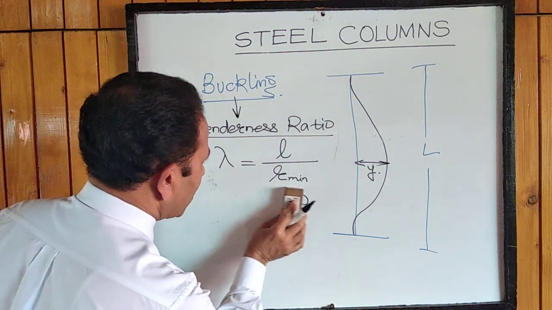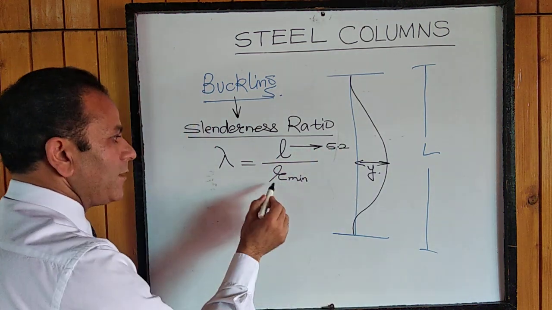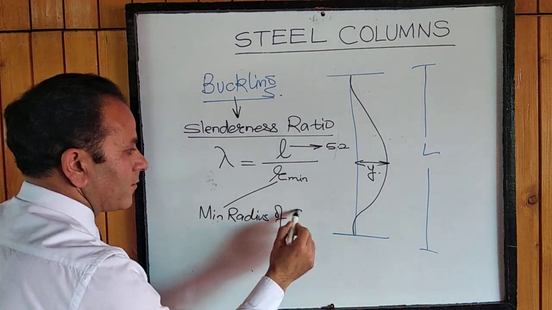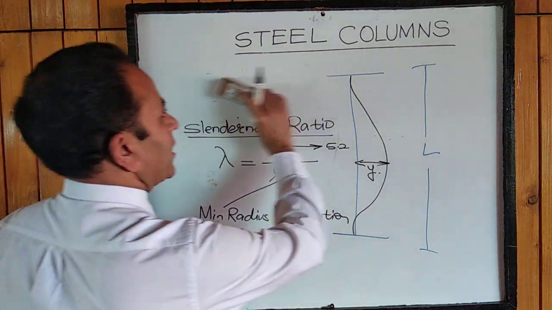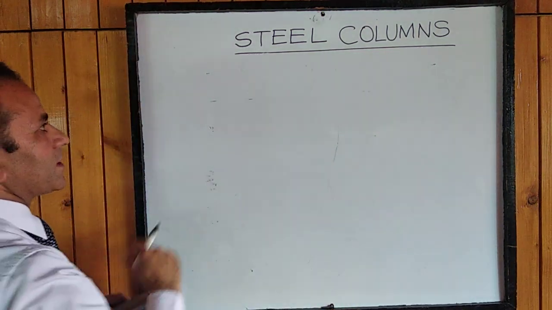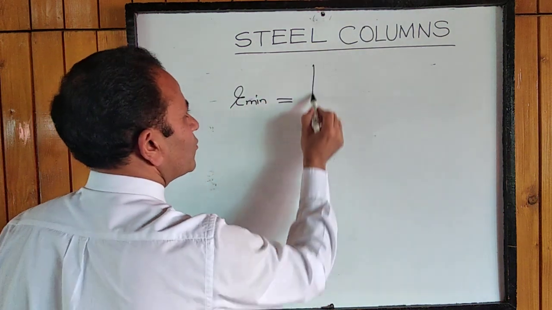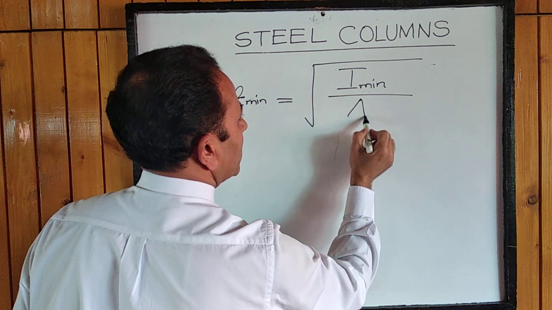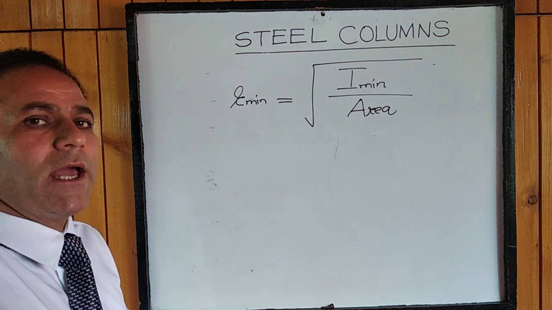Now coming back to the slenderness ratio, this L we now know, since we have obtained it from table 5.2. r minimum is the minimum radius of gyration. This minimum radius of gyration we will have to get from the basics. If we go by the basics, r minimum is equal to the square root of the minimum moment of inertia, I minimum, divided by the area of the member. This is the basic formula: square root of I minimum divided by area.